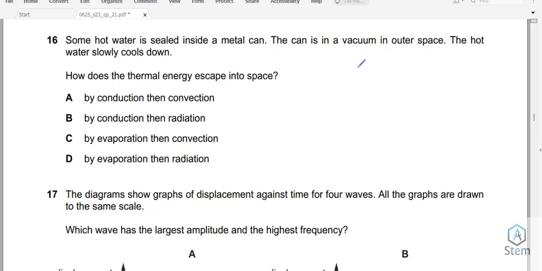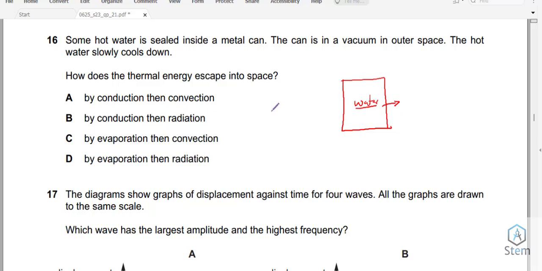Number 16. Some hot water is sealed inside a metal can. The can is in a vacuum in outer space. The hot water slowly cools down. How does the thermal energy escape into space? Okay, so if this is our can, the water inside, the heat energy of the water needs to pass through the wall of the can.